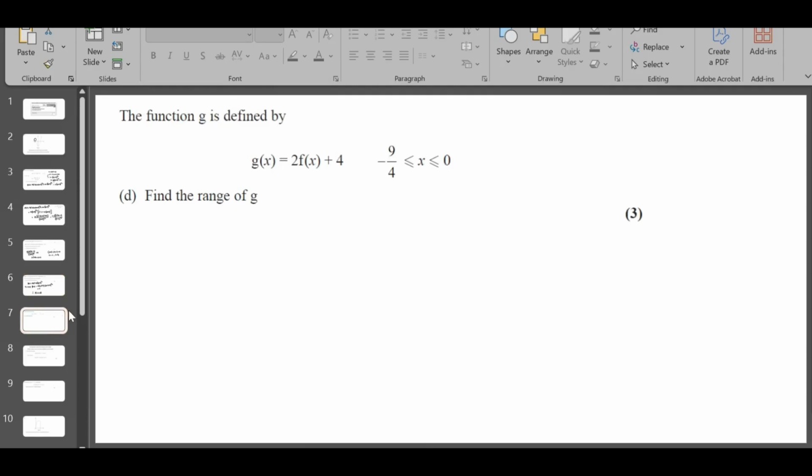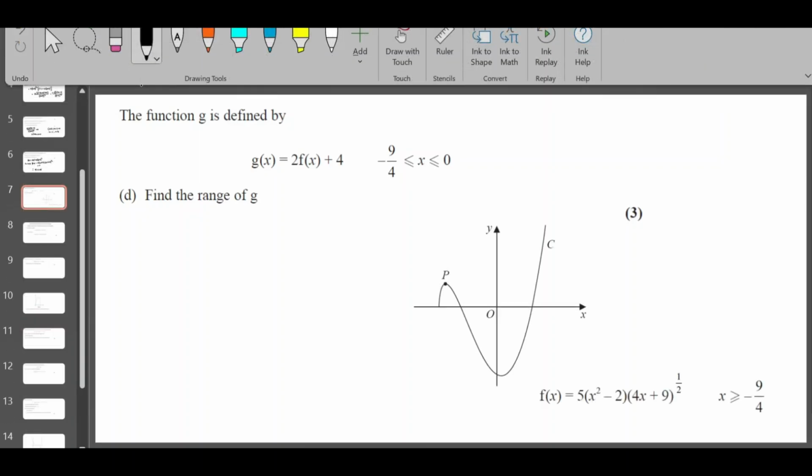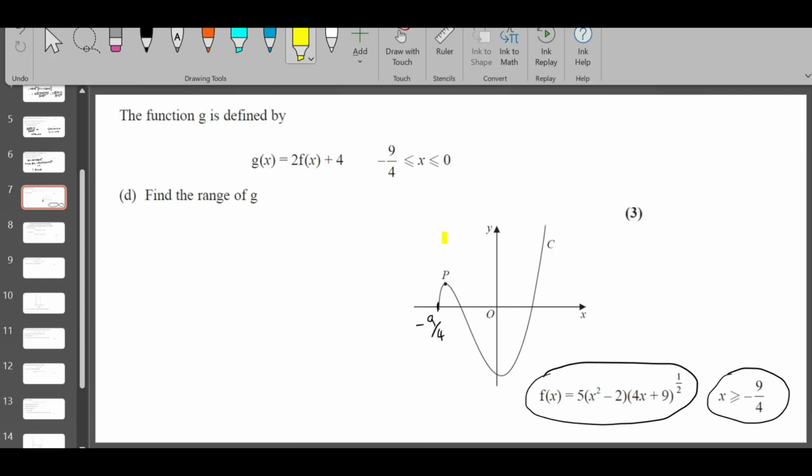Let's look at the next part. The function g is defined by g of x is equal to 2f of x plus 4, from minus 9 over 4 to 0. Find the range of g. To explain this part, here I put the figure and the function. As you can see, the function is defined over this domain, x greater than or equal to minus 9 over 4. That means this is minus 9 over 4. And the function is defined over this, right?